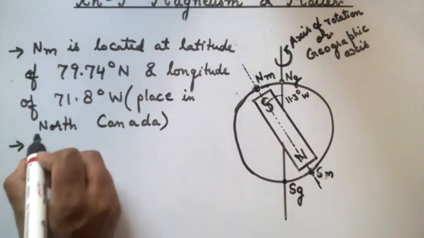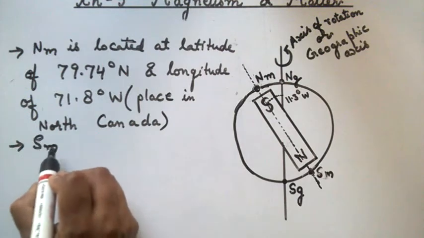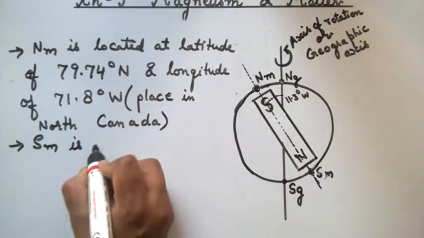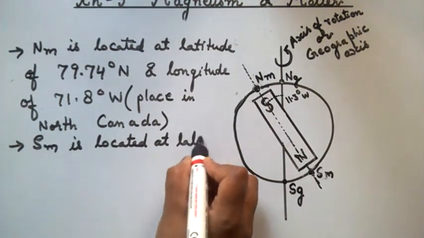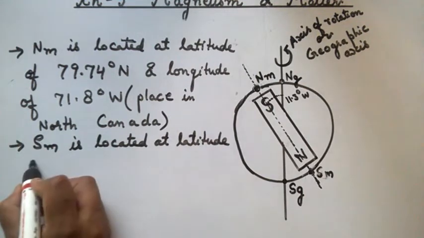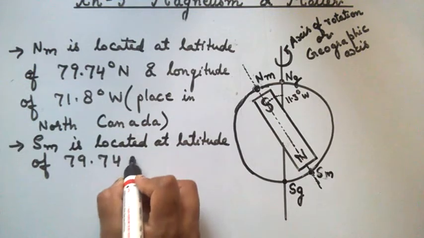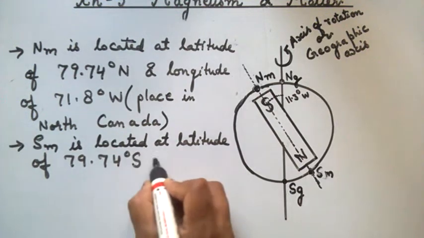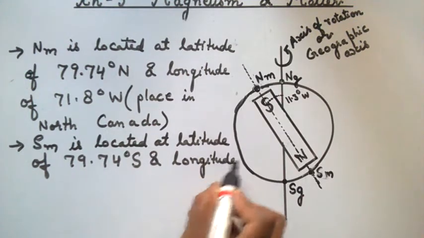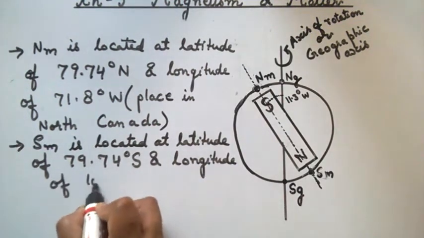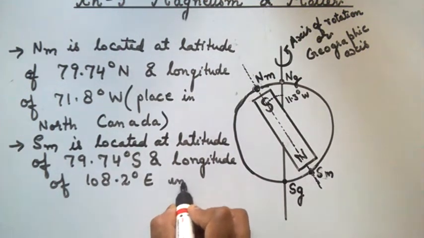Similarly, we can see that the south magnetic pole is located at latitude of 79.74 degrees south and longitude of 108.2 degree east in Antarctica.